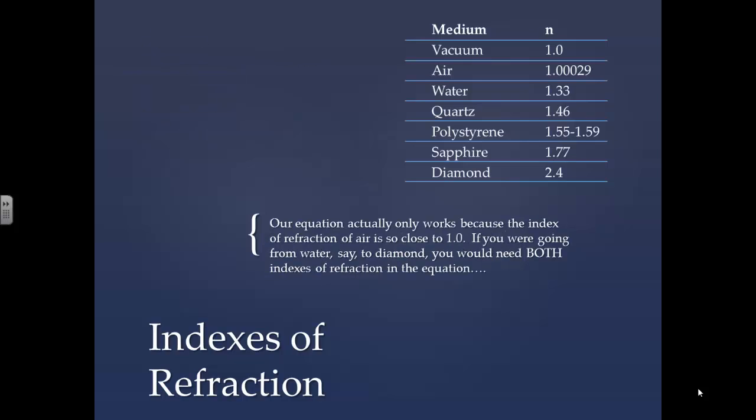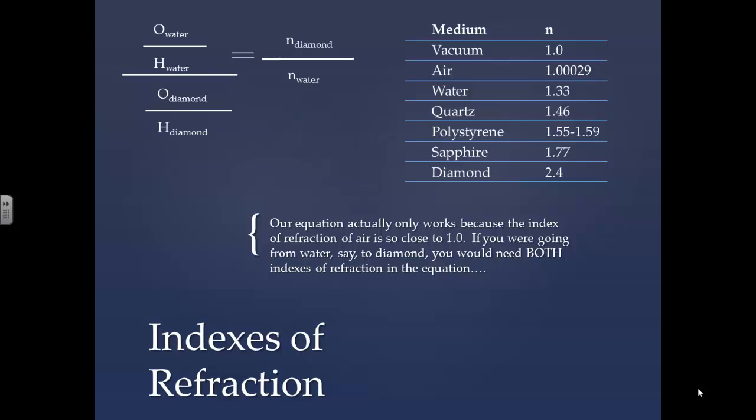Our equation actually only works because the index of refraction of air is so close to 1. If you were going from water, say, to diamond, you would need both indexes of refraction in the equation.